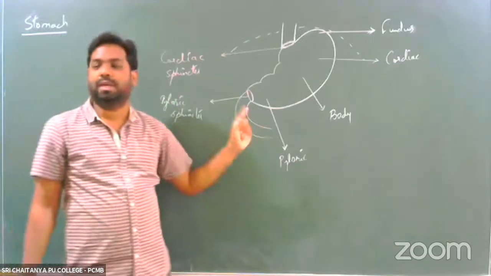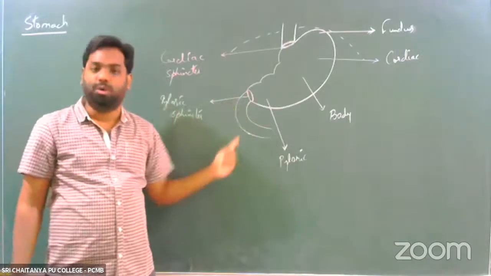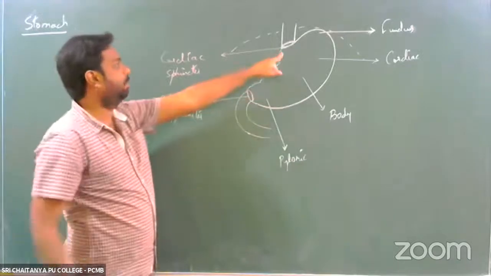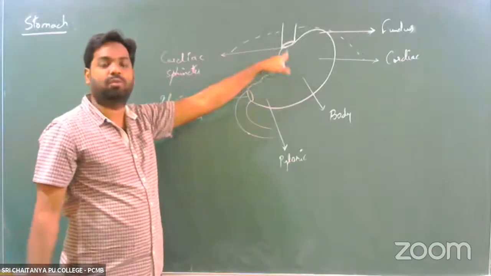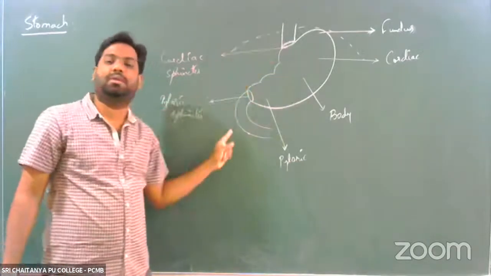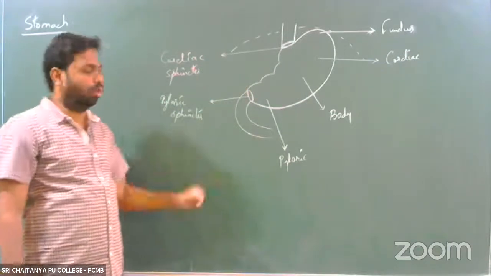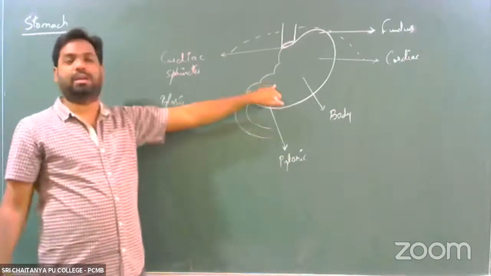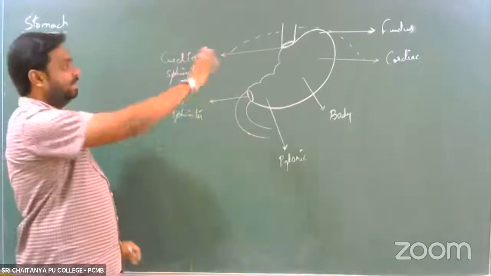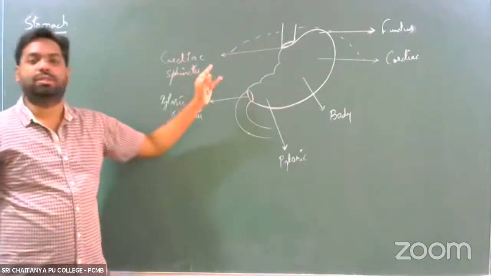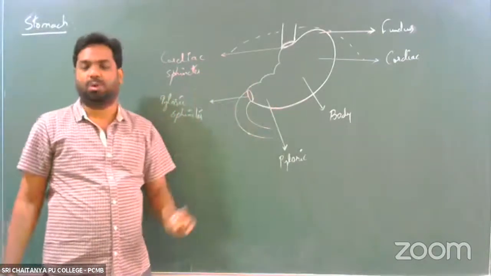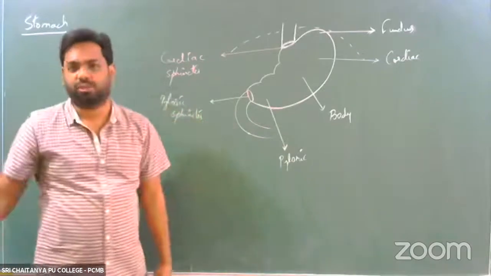The function of the sphincter is, again, to prevent the backward flow of food. If it is a cardiac sphincter, it would prevent the backward flow of food from the stomach to the esophagus. If it is a pyloric sphincter, it would prevent the backward flow of food from the small intestine back into the stomach. So this is the external structure of the stomach. Now let's move towards the internal structure of the stomach.